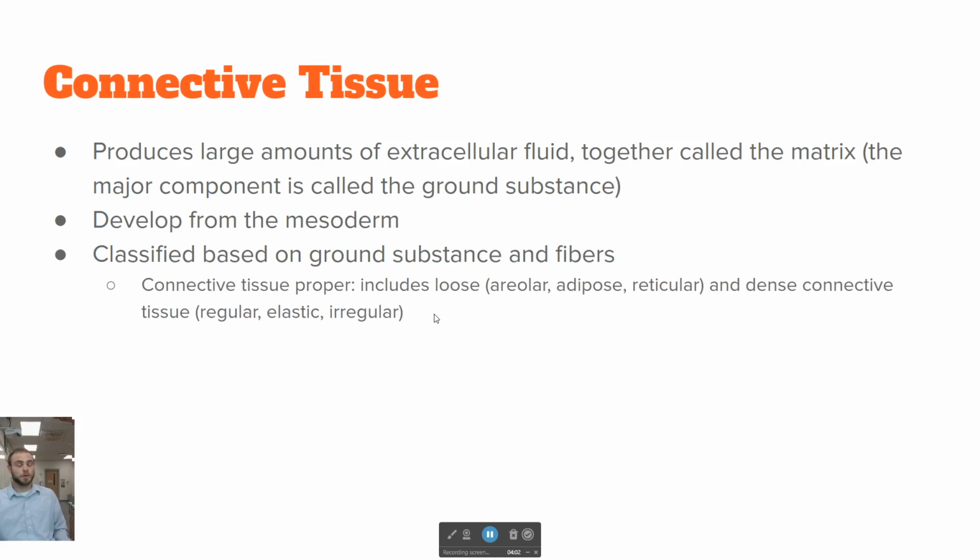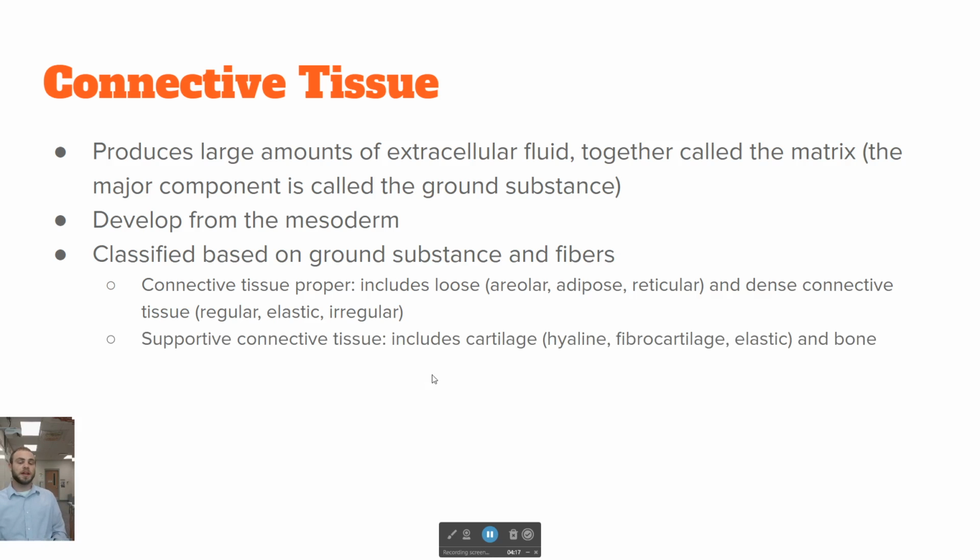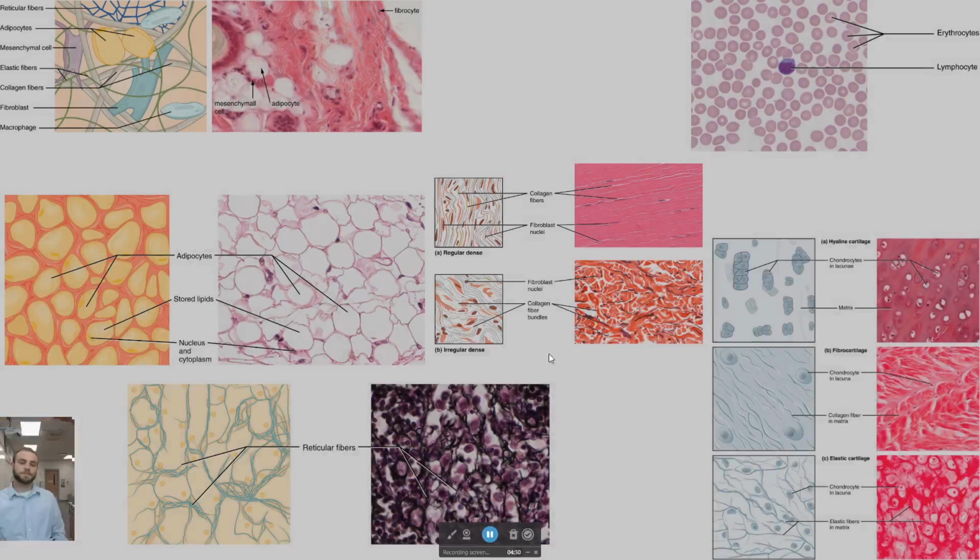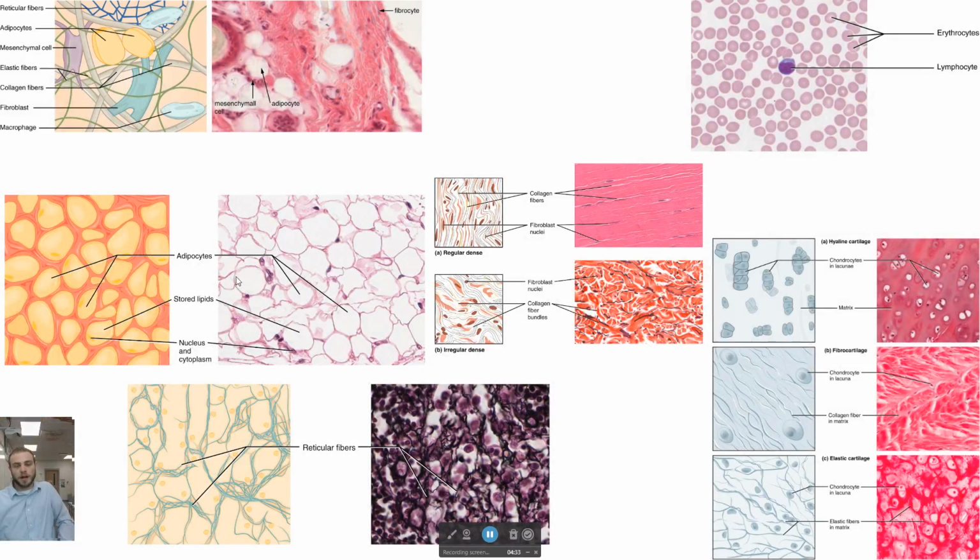The connective tissue proper, which is what it's called, is going to include loose tissue, which includes areolar, adipose, and reticular connective tissue, and dense connective tissue, which includes regular, elastic, and irregular tissues. Supportive connective tissue includes the different types of cartilage, hyaline, fibrocartilage, and elastic, as well as bone. Your fluid connective tissue includes blood and lymph, which is really weird to think that blood is a connective tissue. And you can see some of the pictures here.